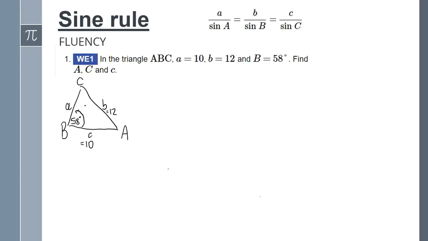What I'm looking for with the sine rule is an opposing pair, so an angle and a side that are opposite each other. We can see in the question here we've got B and B, so we have an opposing pair. Or we can look on here, these two are opposite as well. So I'm going to use my opposing pair, 12 over sine of 58.